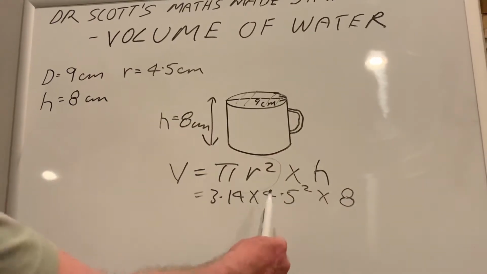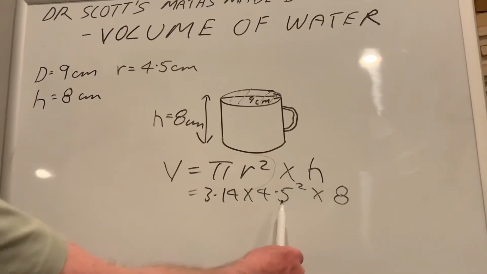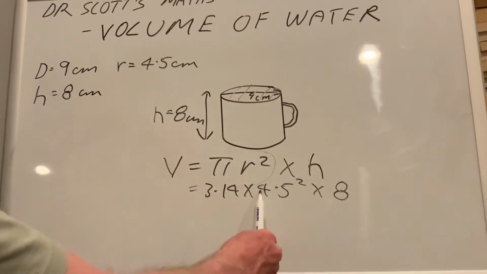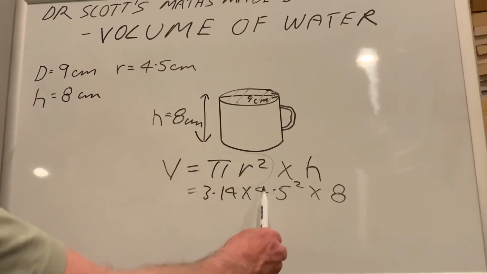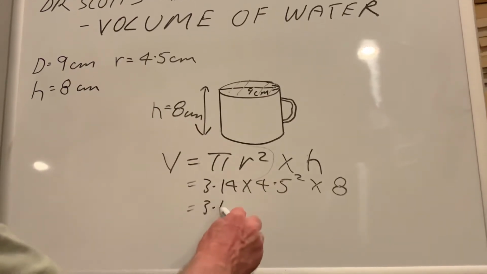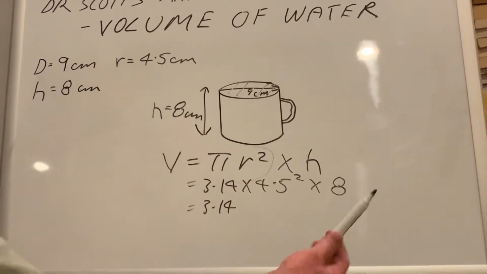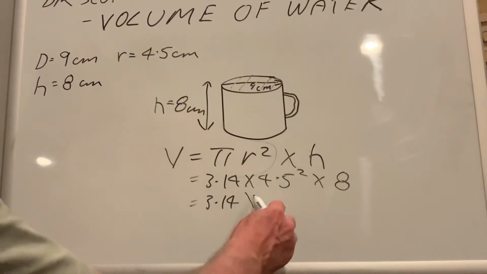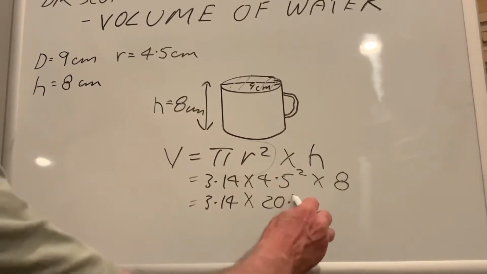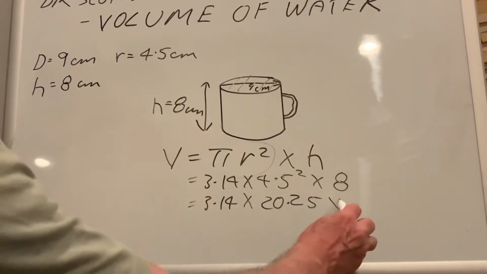Now I don't know if you remember, but for 4.5 squared, I gave you a quick way of doing that. It's 4 times 5 and a 25 at the end. So that equals 3.14, just tell me if I'm going too fast, times 4 5s are 20.25, times 8.